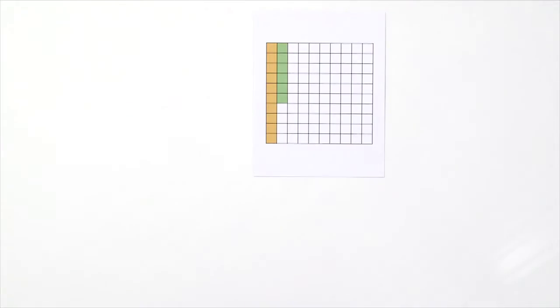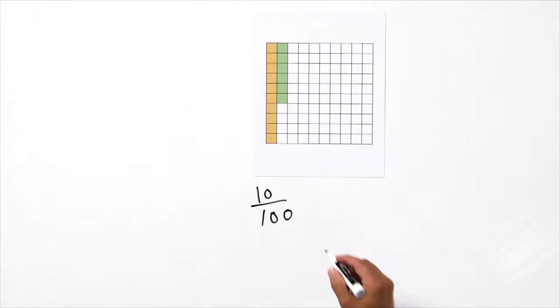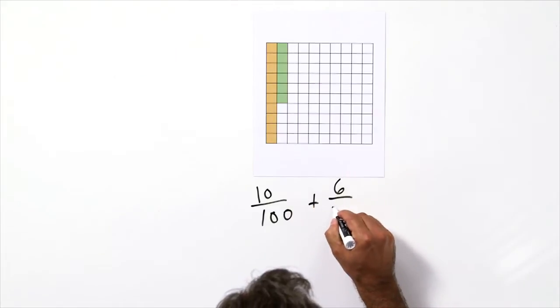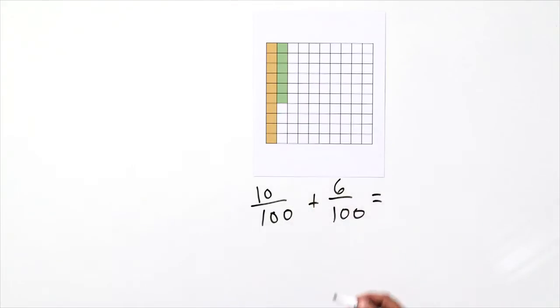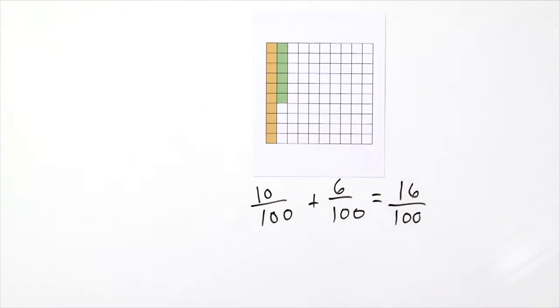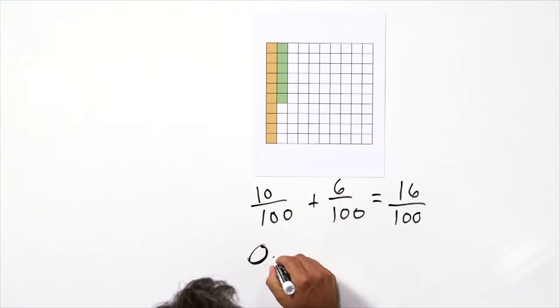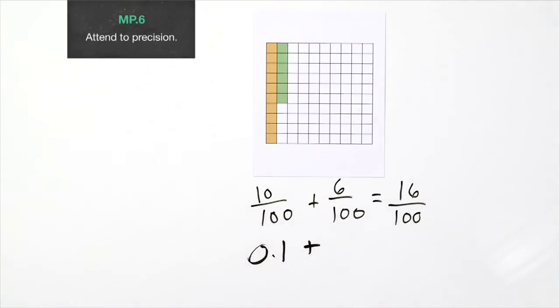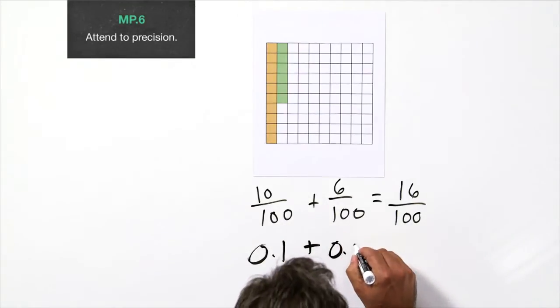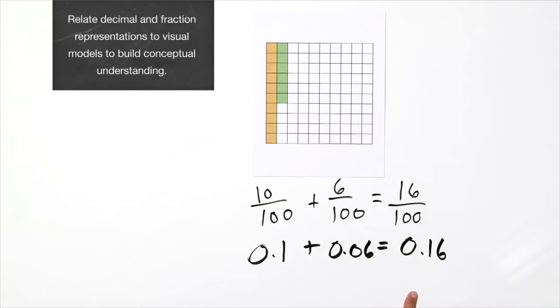So what did we end up getting here? We started with 10 hundredths. We added 6 hundredths. And when you add those together, we get 16 hundredths. Let's look at that in decimal notation. 10 hundredths is equivalent to 1/10, so that's 0.1, plus 6 hundredths, 0.06, equals 0.16. That's why we say that as 16 hundredths, because the denominator is 100.